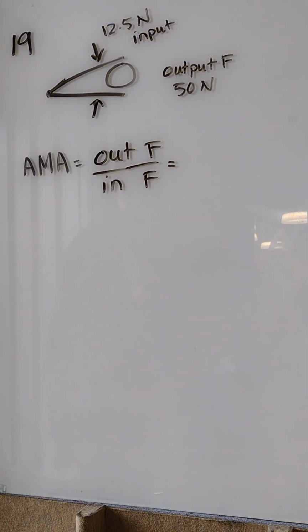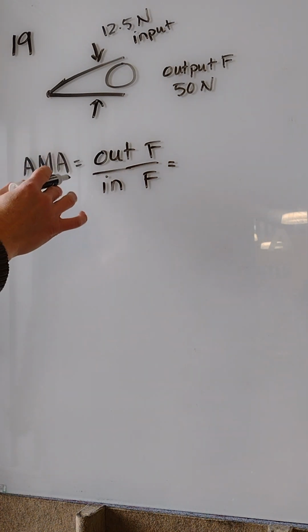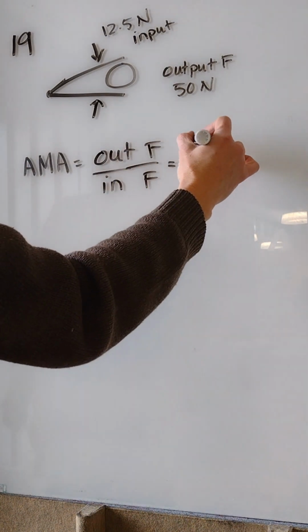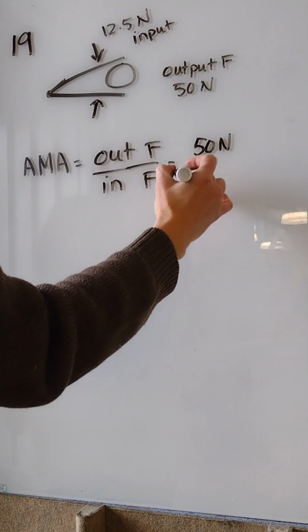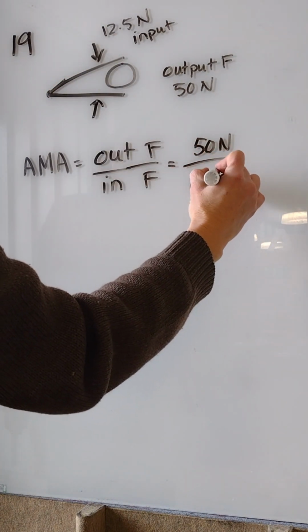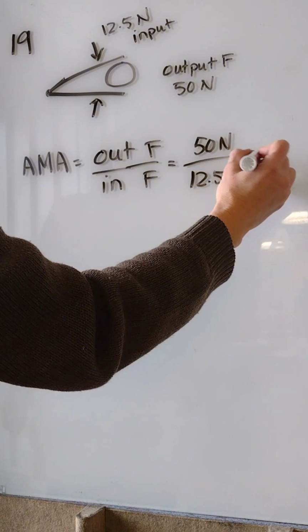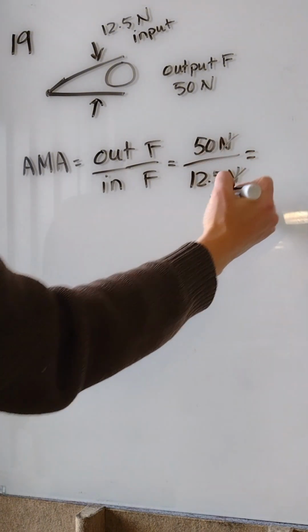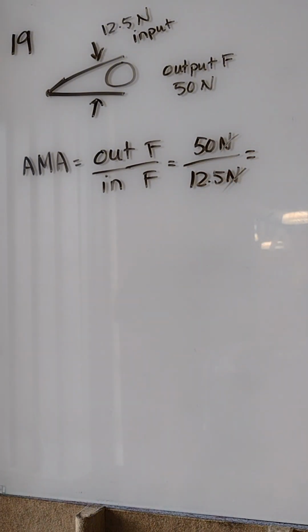Okay, so we can plug our numbers into our equation. So we have an output force of 50 newtons and an input force of 12.5 newtons. So the units cancel out, and our number is 4. So we're doing 50 divided by 12.5. That equals 4. So that means that the machine is giving a greater force, 4 times of what you're putting into it. The machine is doing that 4 times better.